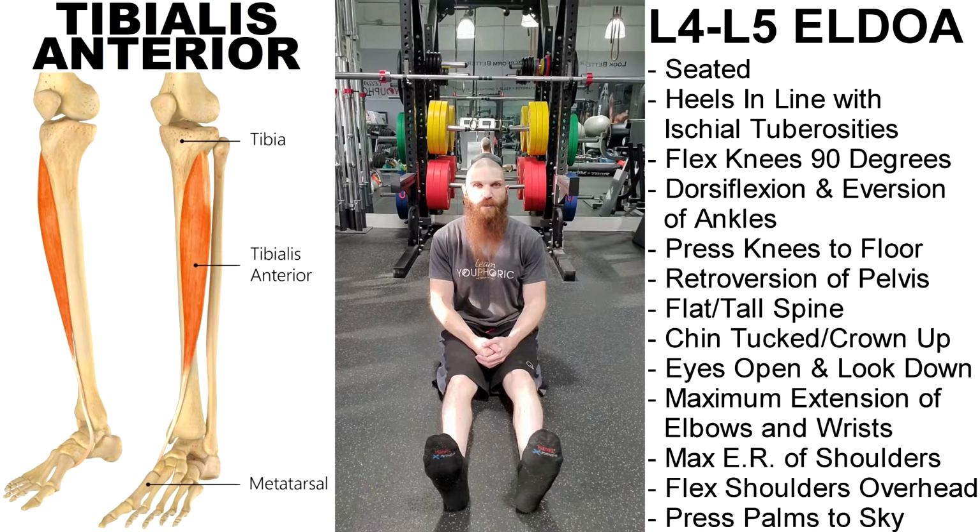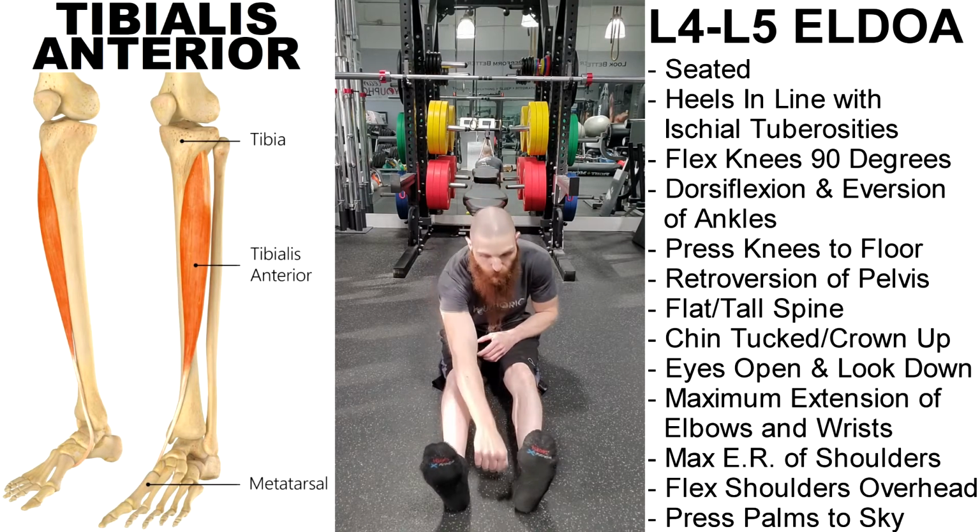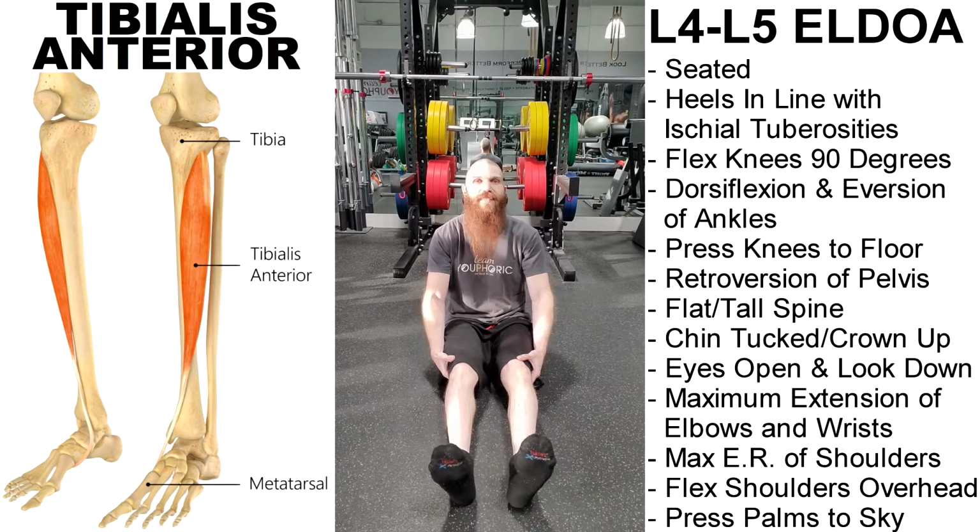For the L4, L5 ELDOA, we're going to be in a seated position, and we want our heels at the level of the ischial tuberosities. If you don't know where that is, make a fist. Roughly the width of one fist width is going to be the level of your ischial tuberosities. And from here, we want to flex the knees to 90 degrees.